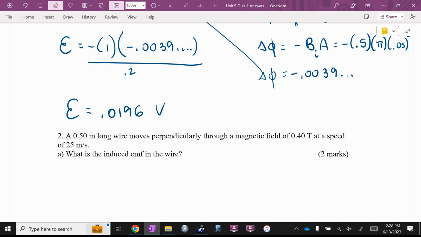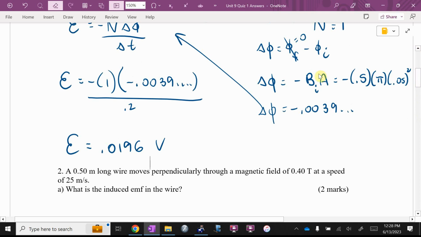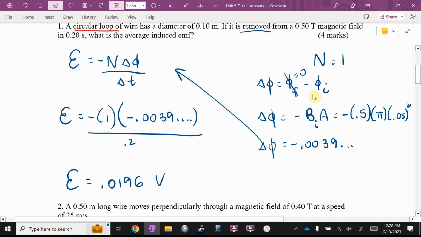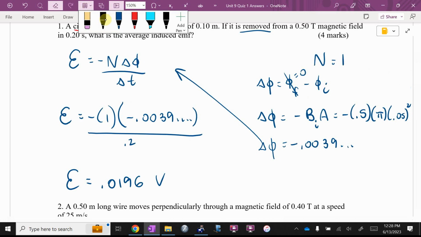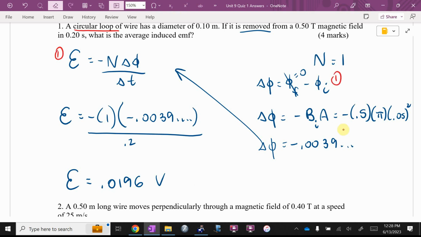I would also take negative 0.0196 because you could have decided to let the direction of this magnetic field be negative because magnetic field is a vector. So I would take either, Nicole, plus or minus. If you got that 4 out of 4, otherwise, I would probably go something like this. I would give you 1 mark if I saw that you'd recognize that we're using Faraday's law. I would give you, I think, 1 mark if I saw flux written out, 1 mark for finding flux, and 1 mark for the answer.